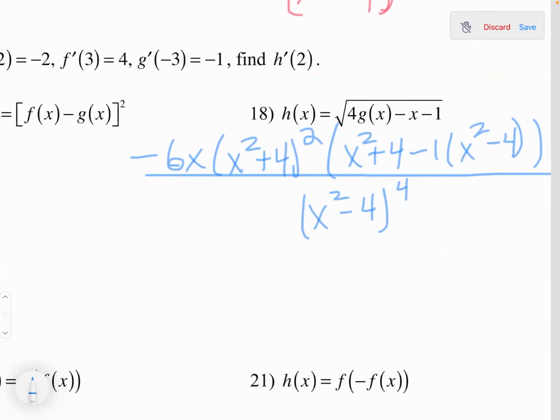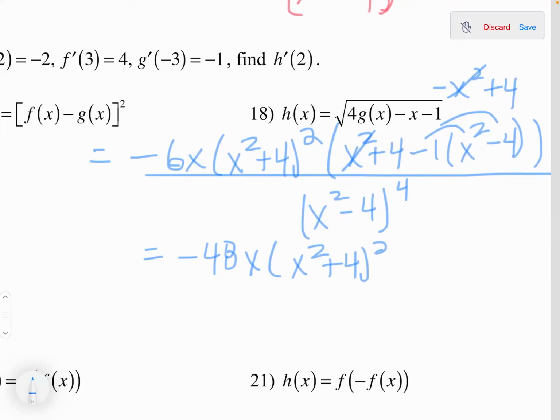All right, at this point, we could probably combine some like terms. We can distribute this negative inside the parentheses, and we get negative x squared plus 4. The x squareds are going to cancel out. 4 plus 4 is 8. We can multiply the 8 and the negative 6 together. 8 times negative 6 is negative 48x times x squared plus 4 squared. And we took care of that whole parentheses on the far right there, the x squared plus 4 minus 1 times x squared minus 4. We took care of that. That equaled 8. And we multiplied the 8 and the negative 6 together. And then in the denominator, we have x squared minus 4 to the fourth power.